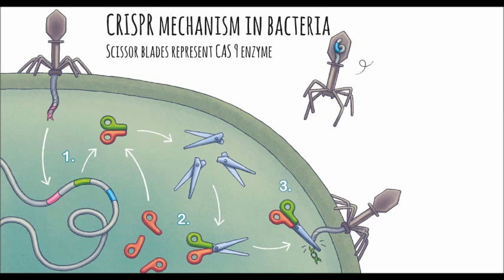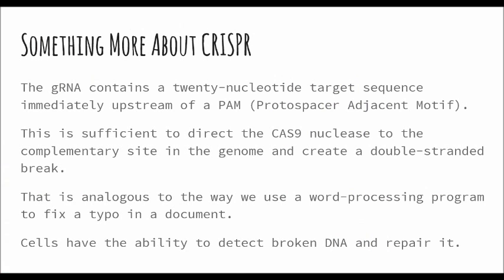This diagram depicts how the CRISPR mechanism works, which I have explained before. The scissor shapes shown here represent the Cas9 enzyme. Something more about CRISPR. The gRNA contains a 20 nucleotide target sequence immediately upstream of a PAM, protospacer adjacent motif. This is sufficient to direct the Cas9 nuclease to the complementary site in the genome and create a double-stranded break.